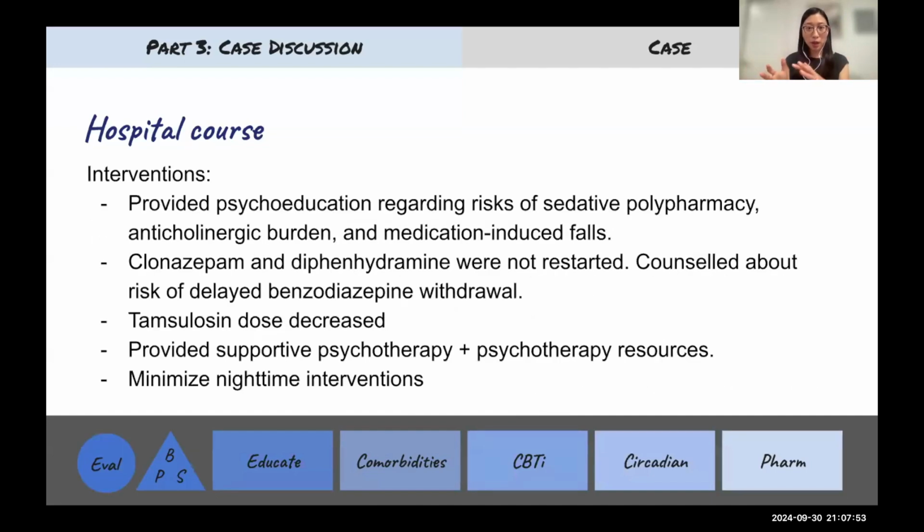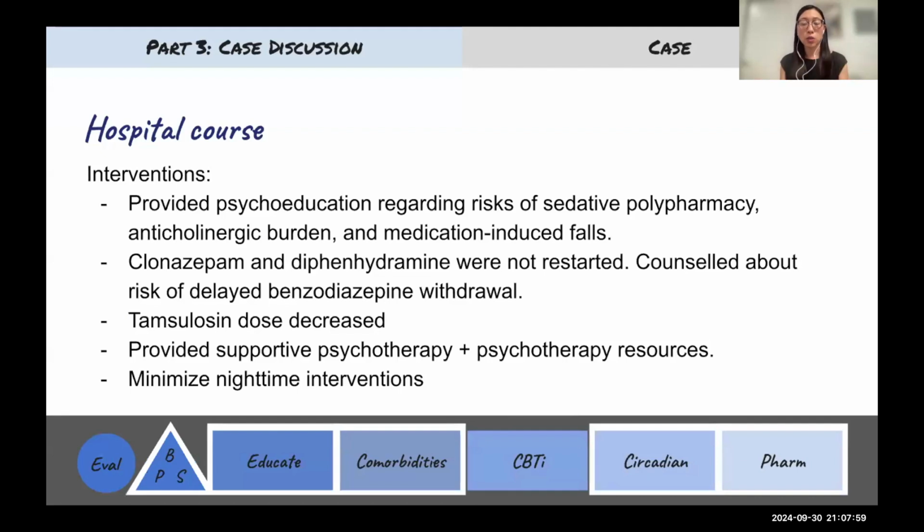So taking a pause there, there's already a ton of things that we can intervene on. The first thing is that we want to provide psychoeducation to both the patient as well as the family about potential side effects that their medications can cause. Notably, the Klonopin and the diphenhydramine are pretty high risk in this patient. So the team provides counseling about the risks of these medications, and we make a joint decision with the patient and their family to not restart these medications.